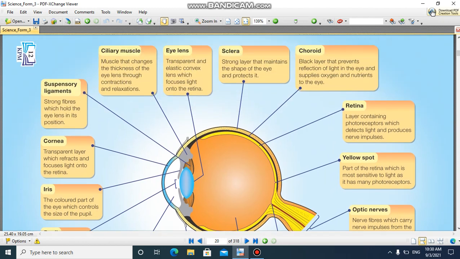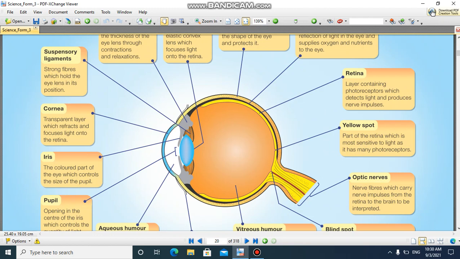This one is the suspensory ligament, a strong fiber which holds the eye lens in its position. This one is the ciliary muscle, a muscle that changes the thickness of the eye lens through contraction and relaxation. And this is the eye lens, a transparent and elastic convex lens which focuses light onto the retina.